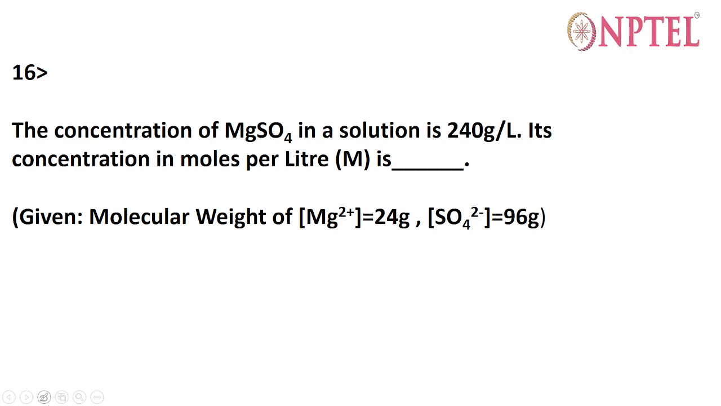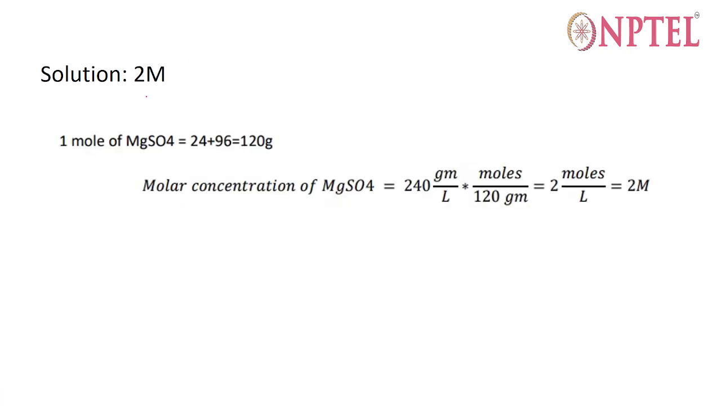Okay, let's go to the answer. So 2 is the correct one. Congratulations again, all of you. For those who were trying but couldn't solve, please note quickly: first you have to calculate the 1 mole of MgSO4, right? That is nothing but 24 plus 96, it was given. So 120 gram per mole. That is the molecular weight of MgSO4.